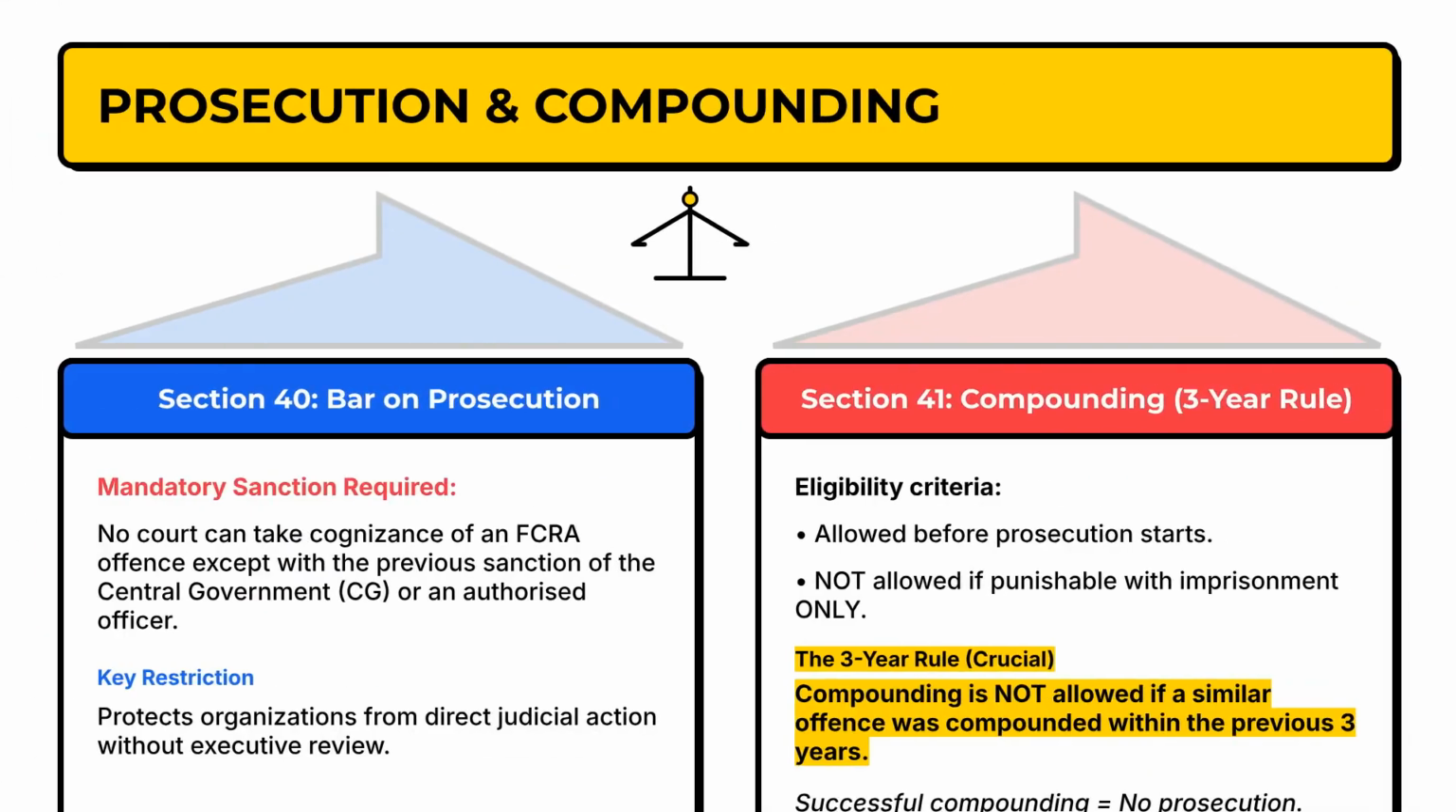Section 40 creates an important safeguard before prosecution. No court can take cognizance of an offense under the FCRA unless prior sanction has been obtained from the central government or an authorized officer. Section 41 deals with compounding of offenses. Certain offenses may be compounded before prosecution begins, provided they are not punishable with imprisonment only. A crucial examination point is the 3-year rule. If a similar offense was already compounded within the preceding 3 years, fresh compounding is not permitted. Once an offense is successfully compounded, no prosecution can be initiated for that specific offense. This mechanism promotes compliance while reducing unnecessary litigation.